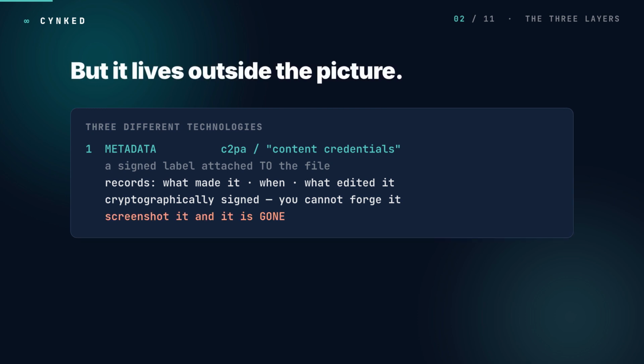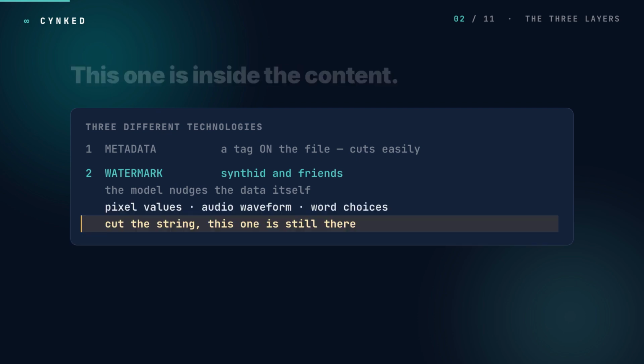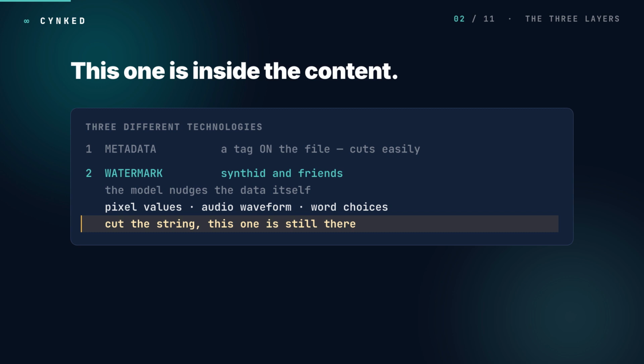But, and this is the whole story, it lives outside the picture. Screenshot the image, and it's gone. Upload it somewhere that recompresses files and it can be gone. It's a tag on a string, and the string cuts easily. Layer 2, the invisible watermark. This one is inside the content. The model nudges the actual data, the pixel values, the audio waveform, the word choices, in a pattern that a matching detector can find later and that a human can't perceive at all. Cut the string on the tag, this one's still there.